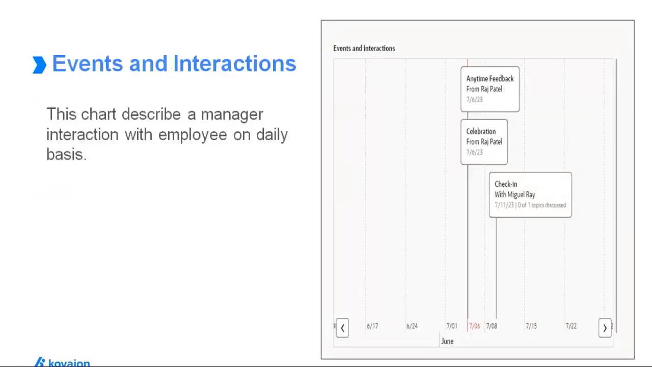We have another option called Events and Interactions. Selecting an employee's name on the employees page takes managers to the employee's landing page. Here all the past interactions and upcoming check-ins for the employee appear in a timeline view. Past interactions include check-in meetings scheduled between manager and the employee, and anytime feedback, requested feedback and celebration messages received from manager and others. This timeline displays data for 3 months in the past and in the future.